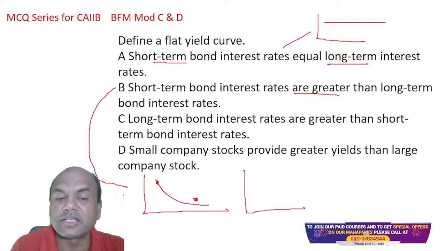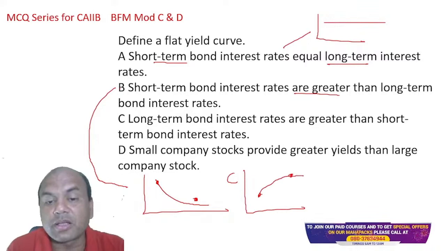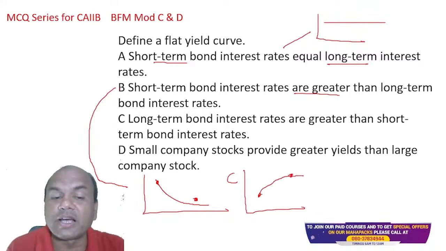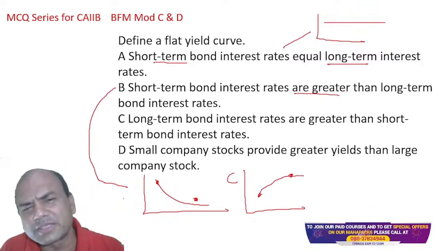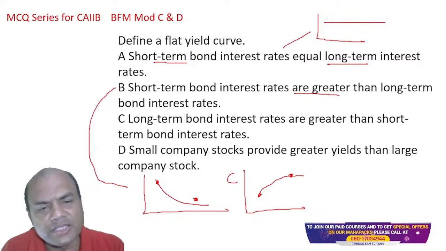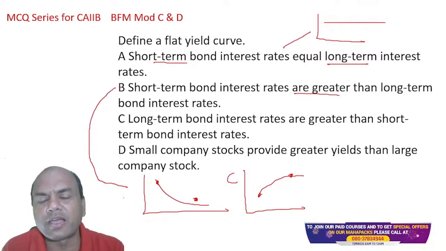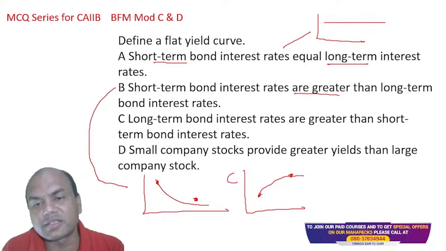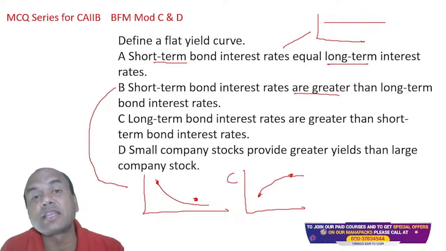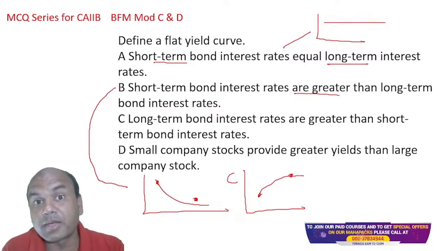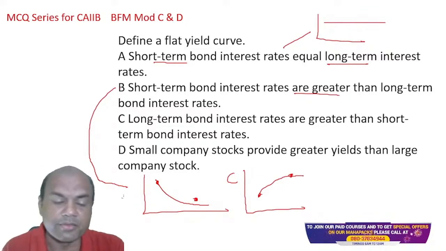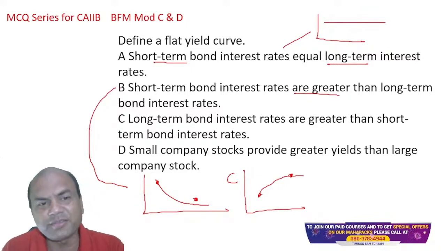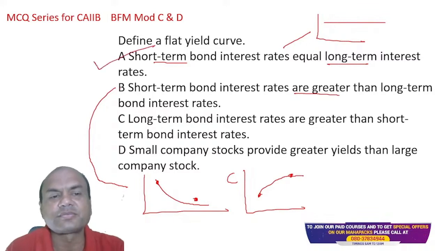So this C will be long term greater than short term. So it will be like this. Normal. Small companies provide greater yields than large company stocks. This has no base at all. There is nothing called a small company providing higher yields or higher returns. What is the yield? Yield means asking rate. Always remember, demand rate in demand is yield curve. So it's nothing like this. Okay, so the answer is A.